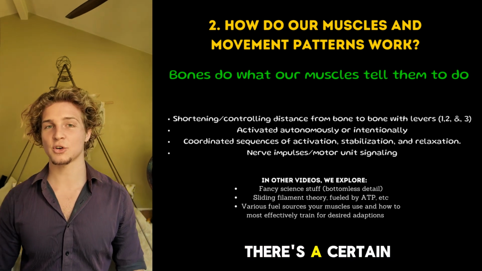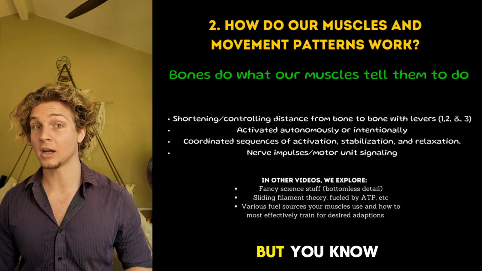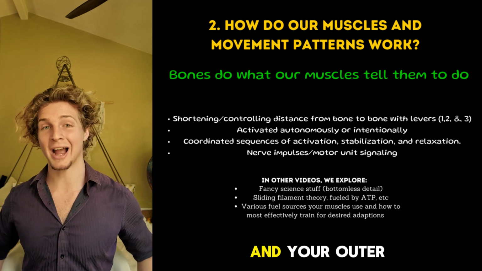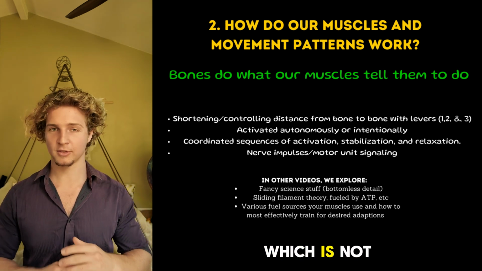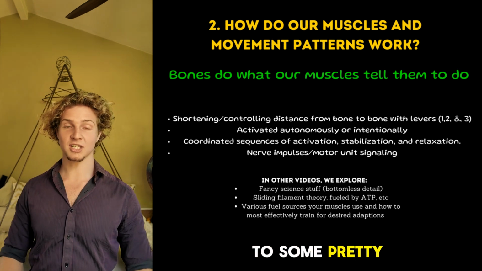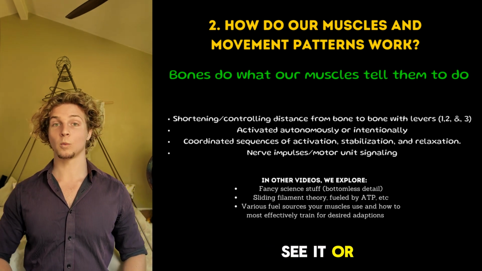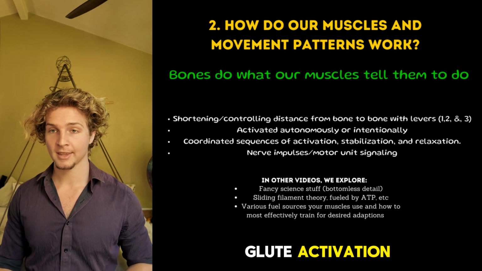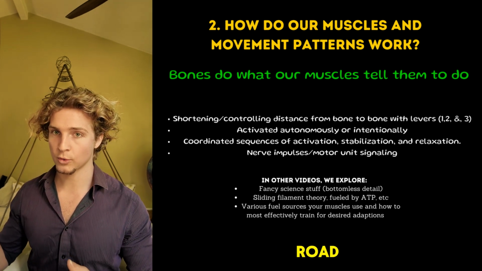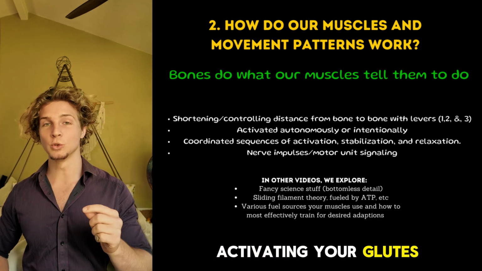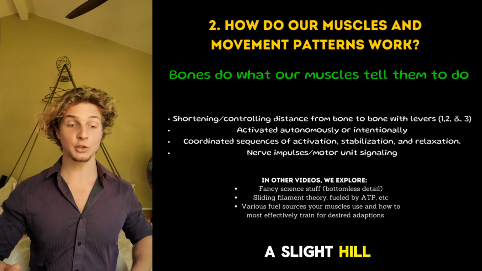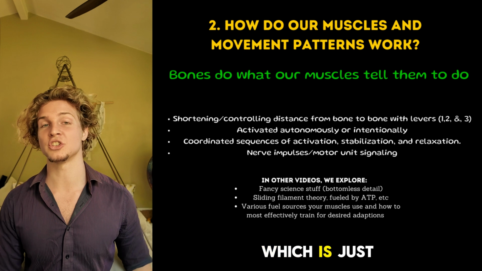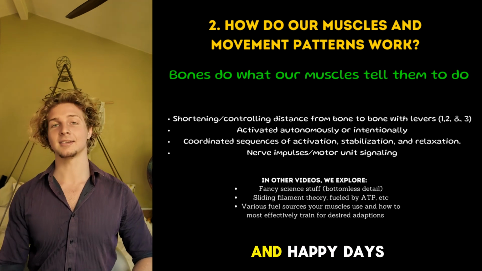When you're walking, there's a certain amount of intention that goes into that walk, but your glutes could be shut down and you might be autonomously using your inner leg and your outer leg to actually achieve that walking motion, which is not very efficient and usually leads to some pretty big issues, and you can see it. Or when you go for another walk and you go, oh, I should use my glutes, I need to work on this glute activation, then you might do that same walk down the road, but you're intentionally activating your glutes with each step. It's a slight hill and you can feel it in your glutes. And your inner leg and your outer leg are able to do their real job, which is just stabilizing instead of creating the movement, and happy days.